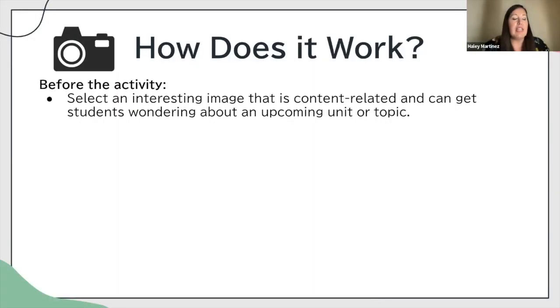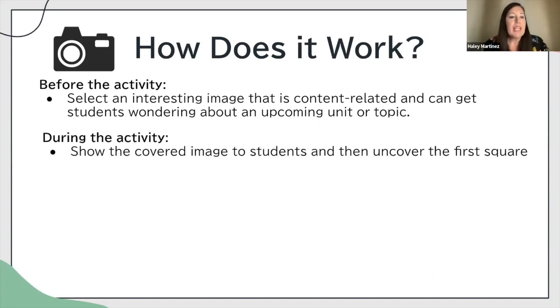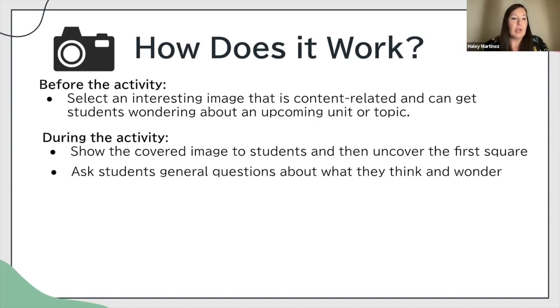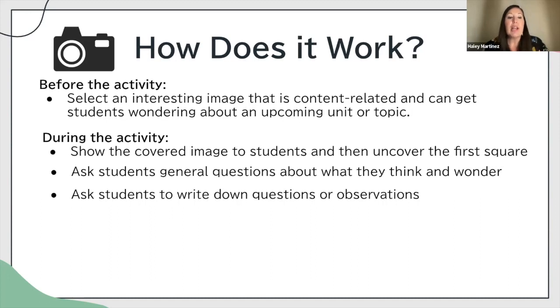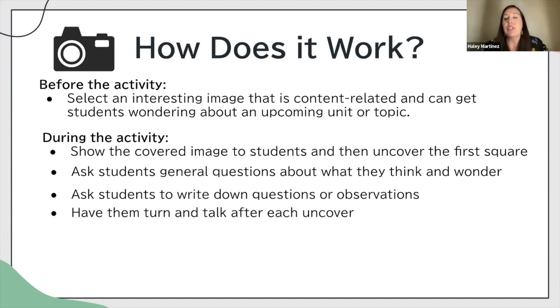Find that image that will get students wondering about an upcoming unit or topic. During the activity, show the covered image to students, and slowly but surely, you're going to uncover different squares. You start by asking students just general questions about what they think or wonder. Ask them to write questions down, write some of their observations, what they're thinking, and then have them turn and talk to each other.